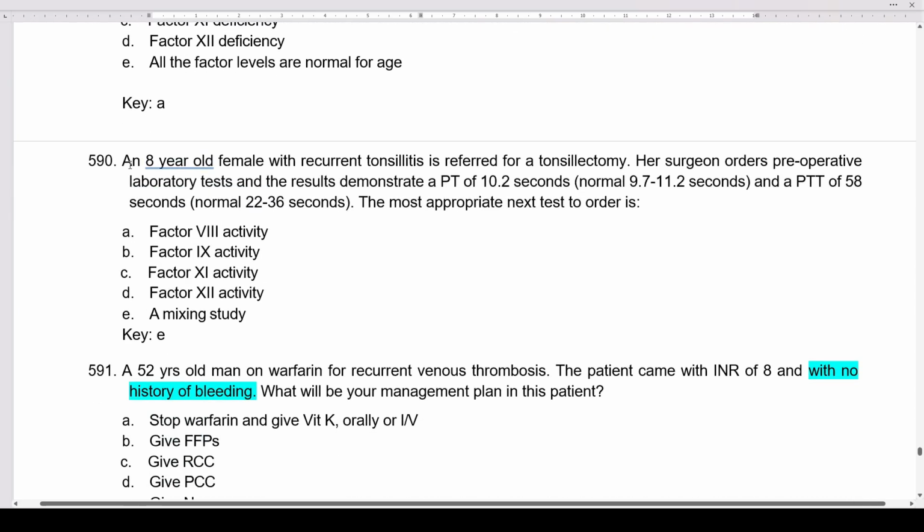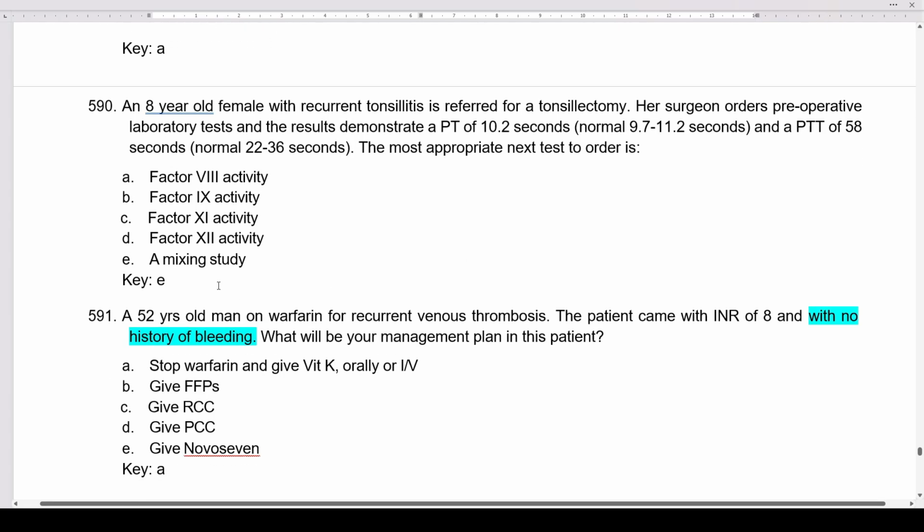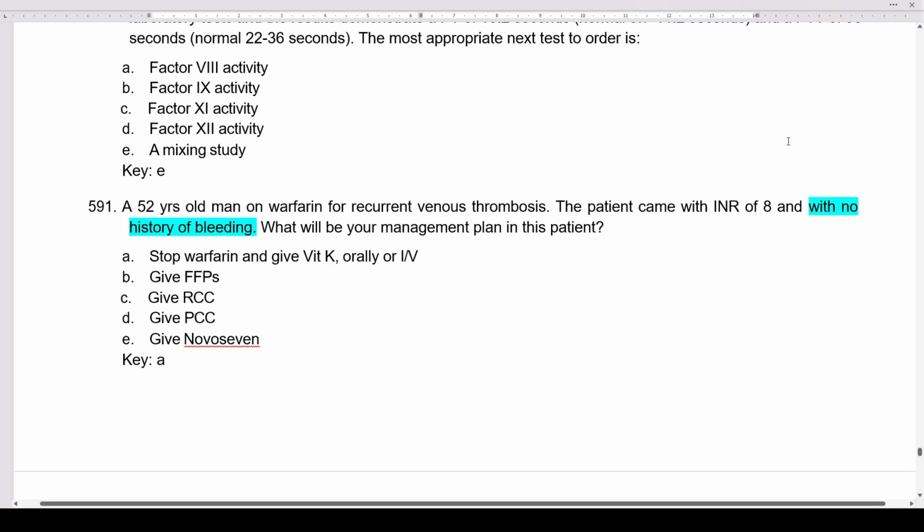Next is, an 8-year-old female with recurrent tonsillitis is referred for tonsillectomy. Her surgeon orders preoperative lab tests, and the results demonstrate that PT is normal, APTT is prolonged. The most appropriate next test to order is... So this APTT is prolonged, PT is normal. The next step we will do is mixing studies. We will take the patient plasma and a normal plasma and do a 1 to 1 mix. If it corrects, it means there is a factor deficiency. Then we will do the specific assay to know how much that factor is deficient.